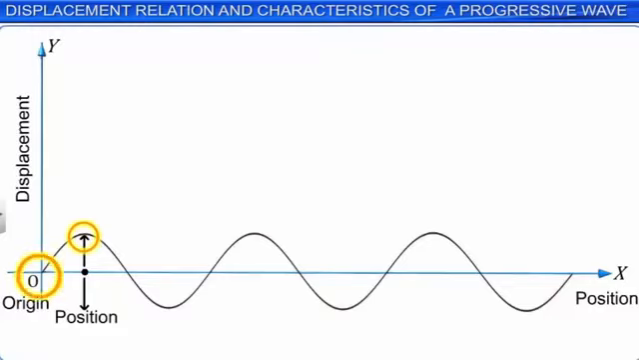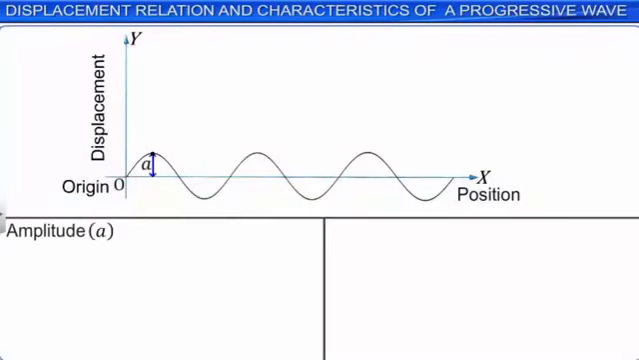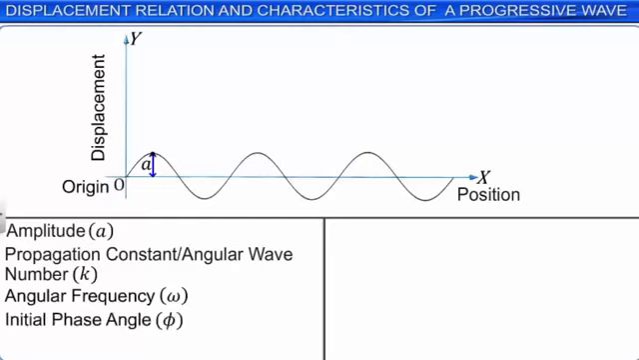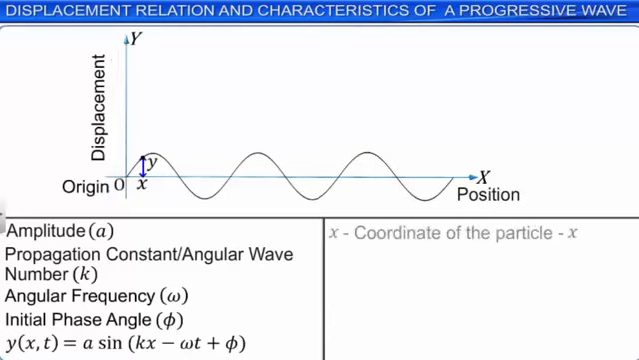This displacement is represented as y(x,t) and is calculated with the help of the four parameters of the waveform: amplitude A, propagation constant or angular wave number k, angular frequency omega, and initial phase angle phi. Using the equation y(x,t) = A sin(kx - omega t + phi), where y is the displacement of the particle in the y direction, x is the x coordinate of the particle, and t is the time lapsed from the origination of the wave.